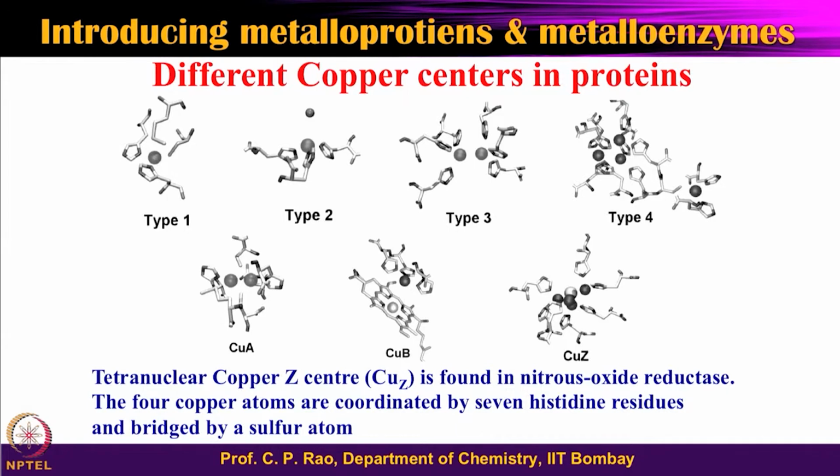Type 4 is nothing but the summation of type 1, type 2, type 3, and copper A, copper B and copper Z. So, type 1 is blue copper, type 2 is an oxidase, and type 3 can activate O2 and is a dicopper center. Type 4 has all three together, as you can see here. Type 2 is here, type 3 is here, type 1 is here, and copper A and copper B are in the cytochrome C oxidase, and this is the copper Z.